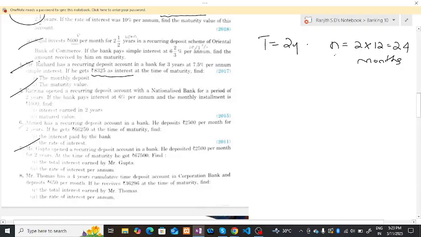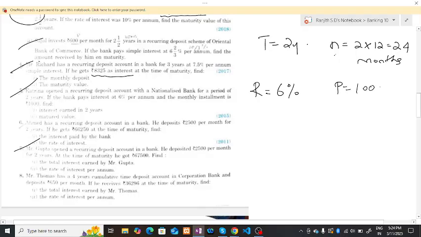Next, Yusra, what else is given? The bank rate is given. Whenever a percentage is given, that is always rate. Remember, 6% per annum is given, and the monthly installment is 1,000. What is the 1,000? Principal. Okay, principal is 1,000.